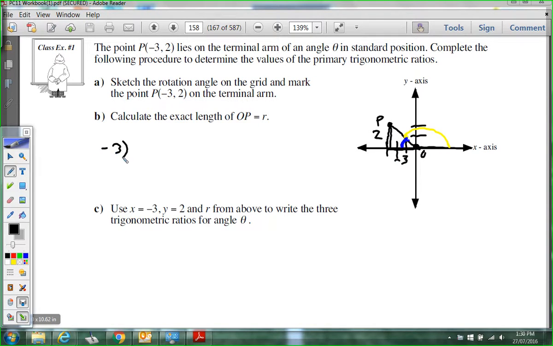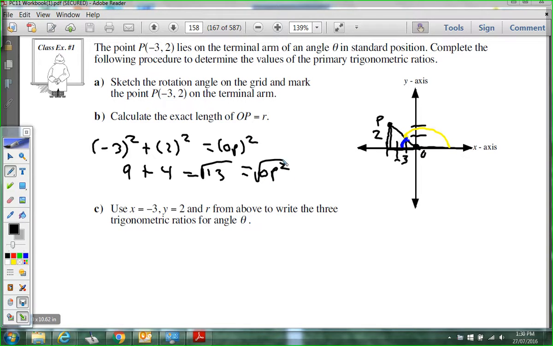So I'm going to go (-3) squared. It doesn't matter if you do 3 or -3. I know some of you are saying, I thought distances can't be negative, and you are correct. But when we square it, it's going to work out to be the same. That's the beauty of the Pythagorean theorem for this section. So (-3) squared is 9, plus 4 equals 13. And then we square root the 13, because it was going to be OP squared.